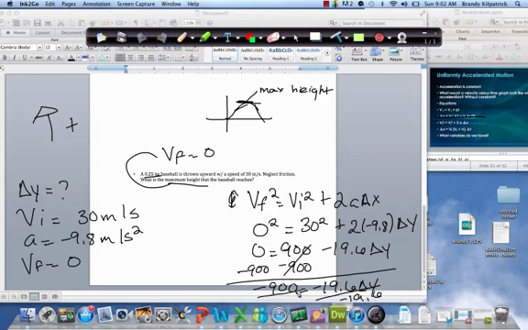Sorry, I'm running out of room here. So delta y, it should be 900 divided by 19.6. So you should get 45.9 meters.